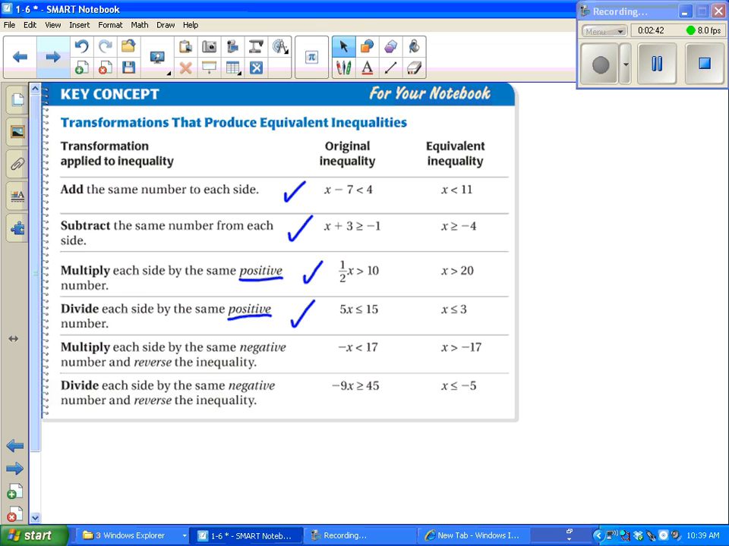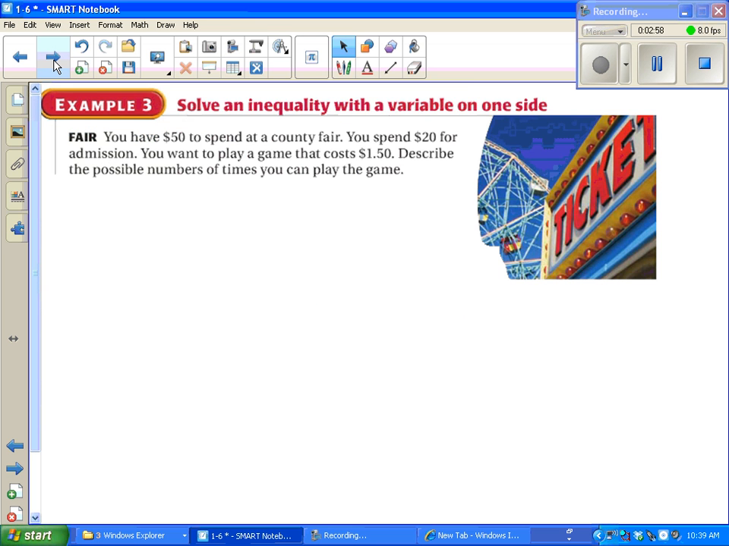The only thing new is if we multiply or divide on both sides by a negative, you have to flip the inequality. Notice it goes from less than to greater than. If you forget to do that, your inequality is backwards, which makes it as wrong as can be. So be careful.